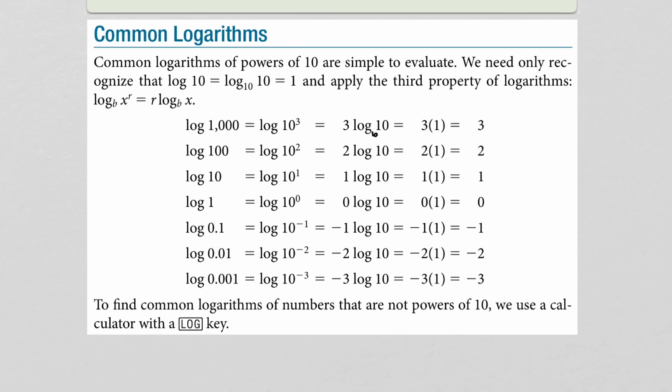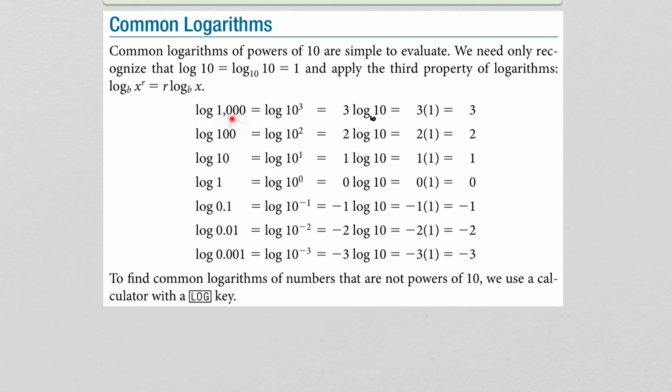Well, that's 1. So we have 3 times 1, which is 3. Now, of course, we could skip all that, and we can simply recognize that since 1,000 is 10 to the third power, the power of 10 to get 1,000 is 3. And we could do the same thing for all of these. So log of 100 is 2 because 10 squared is 100. Log of 10 is 1 because 10 to the 1 is 10. Log of 1 is 0 because 10 to the 0 is 1, etc.